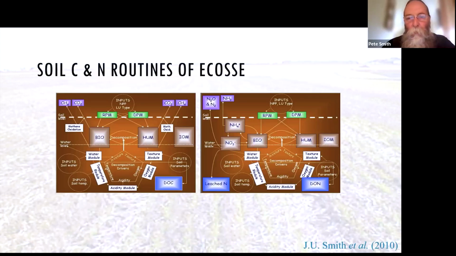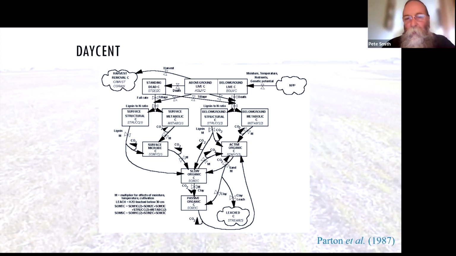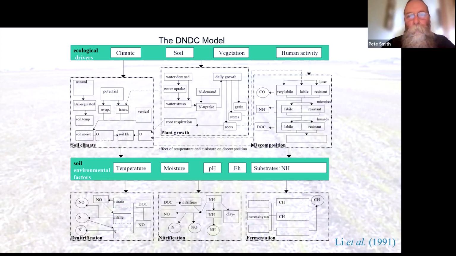An example model is the Century model, showing that we have pool-based models to simulate soil carbon change. In fact, there are over 250 models that have been developed since around the end of the Second World War, so we have a great choice of models to use. And this is the NDC model.